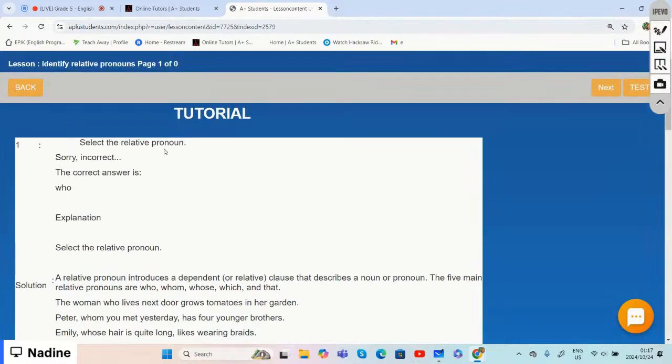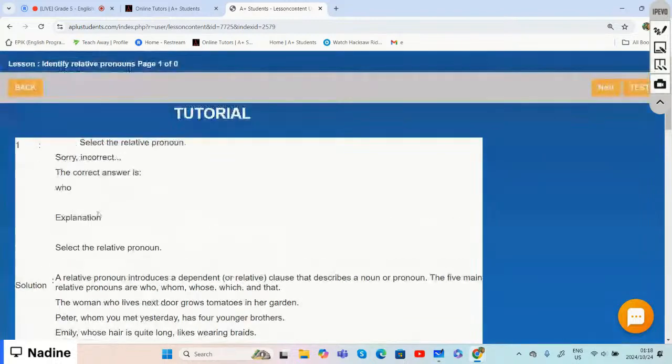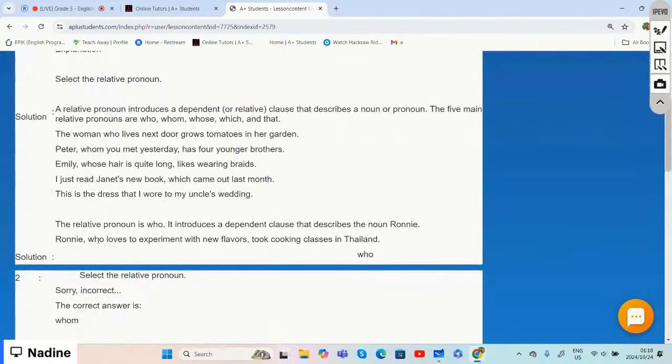All right. So now we're going to look at an activity. And then we're going to our test, because we now need to select the correct relative pronoun. It's actually not even giving us sentences, but anyways. Here it says the relative pronoun is who. It says Ronnie, who loves to experiment with new flavors, took cooking classes in Thailand. So who is our relative pronoun?